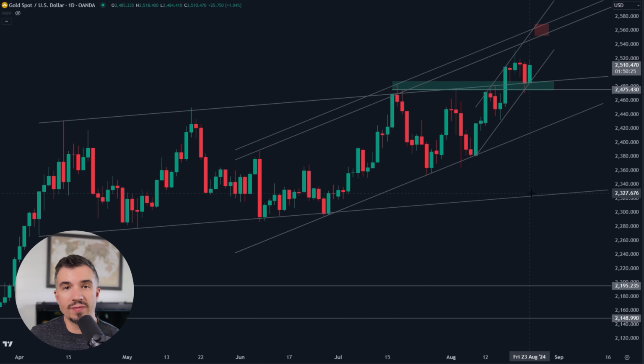And last but not least, we have gold XAUUSD. So this might look a little crazy at first, but it's actually quite simple. This is something that we've talked about in the VIP area all week long. This area down here, right around 24.75, that has been support based on several factors.